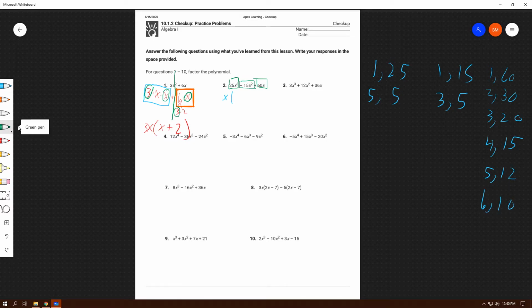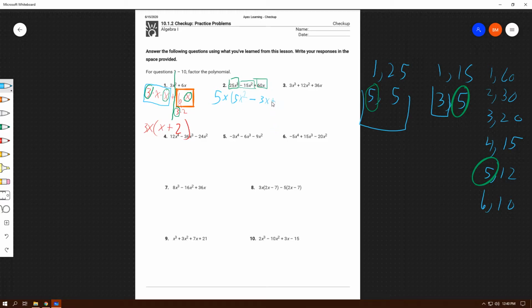Now, what factor do they all have in common? Well, they all have a 1, but that doesn't help us. Only one of them has a 25, but they all have 5s. So that means we can take a 5 out. Then 25x cubed is going to be an x squared now because I took 1 x away, and I took a 5 away, so I'm left with just a 5. Negative 15x squared, I'm going to keep the negative. That x squared becomes just an x, since I took one of them away, and that 15 leaves me with a 3.